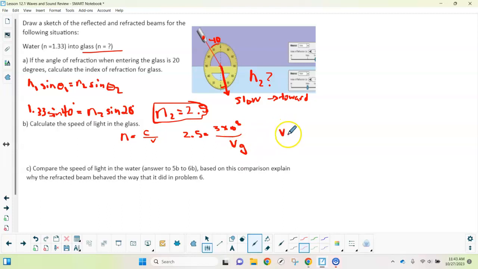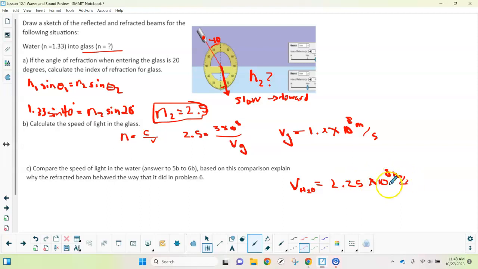So the velocity in the glass ends up being close to 1.2 times 10 to the 8th meters per second. So in the glass, it's 1.2. We said in the water, it was 2.25 times 10 to the 8th. That's what we got for B in problem 5.